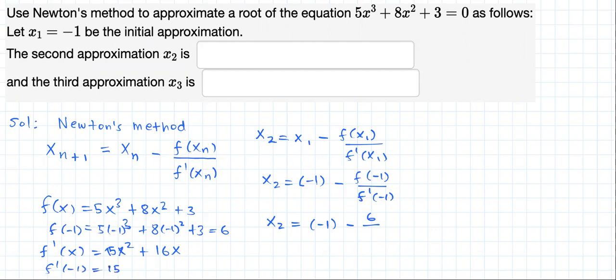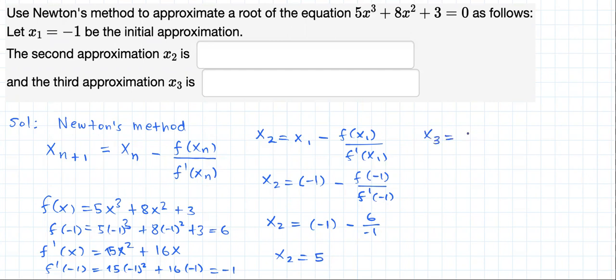What is that? 15 times -1 squared plus 16 times -1. This is 15 minus 16, minus 1, right? Minus 1 here. Doing the math here, we'll get -1. -1 minus a -1 is plus, and -1 plus 6 is just 5. So x2 is equal to 5. Done with x2. Now let's compute x3.